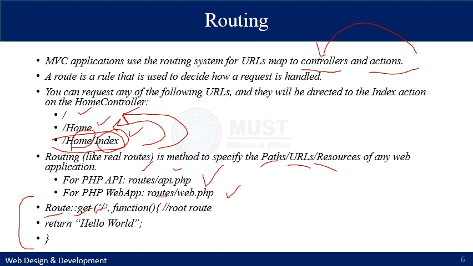Then you have specified a function that you want to perform, some calculation, and then return the result. The calculation is very simple. In this case, we have only one statement which says return hello world. So it is the simplest form of a route, and it will show only hello world on the page if you access the base route of your application.